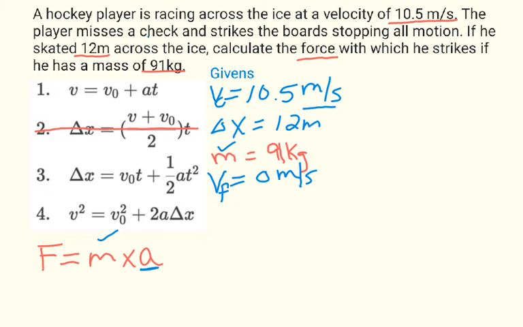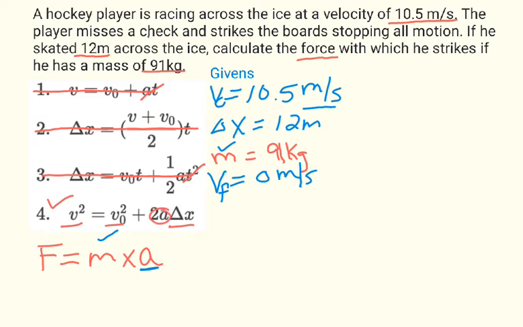Now, the other thing that I'm seeing here is that we don't have a time. So we have to eliminate any of the equations that has time, because we don't have a time. Once you eliminate those, what's the only equation you're left with? Well, this one. That's going to be our equation. It's the only one that has a final velocity, initial velocity, a displacement, and the variable we're looking for, acceleration.